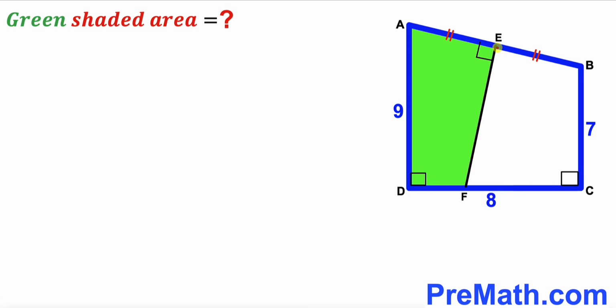In this video, we have this blue trapezoid ABCD along with this line segment EF. As you can see in this given diagram, segment AE length equals segment BE length, and moreover this side length is 9 units. This side CD length is 8 units, and finally this side length is 7 units. Furthermore, these are our 90-degree angles. Now our task is to calculate the area of this green shaded region.